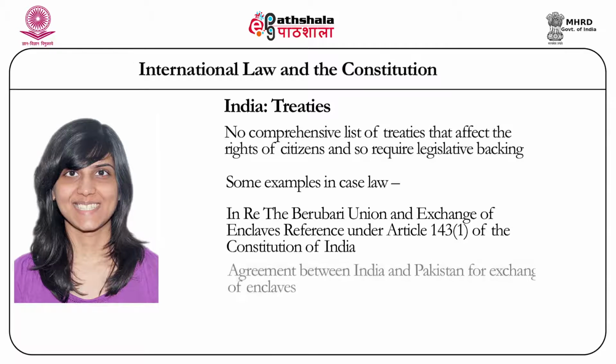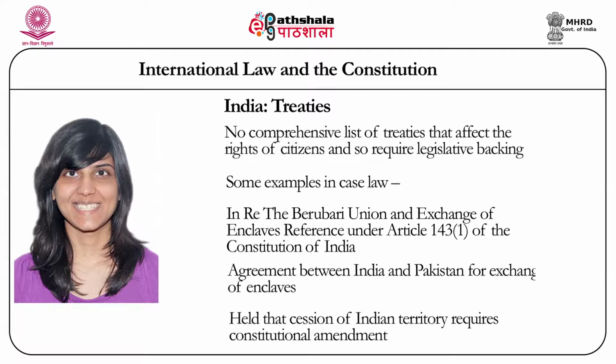Berubari Union dealt with an agreement between India and Pakistan for the exchange of enclaves. After the partition of India, there were several small territories which were allotted to India, but within Pakistani territory and vice versa. So, in 1958, India and Pakistan entered into a treaty to exchange these enclaves for each other and settle the dispute. The question in Berubari Union was the kind of action that needed to be taken in order to implement this agreement. The Supreme Court held that since the treaty involved the alienation of a part of Indian territory, it could only be implemented by a constitutional amendment, and mere executive action was not sufficient.